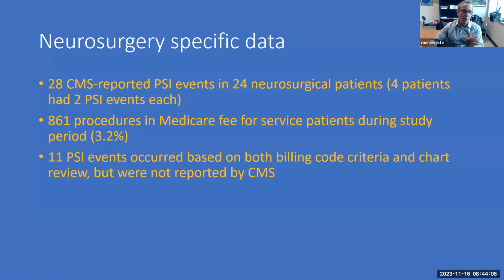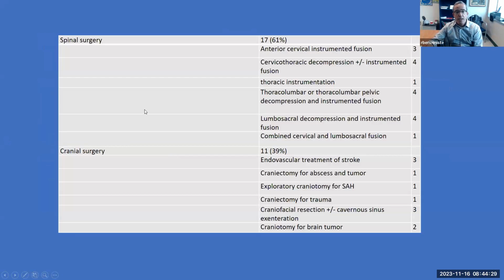So we're not outliers. We found that in this group of 28 events or 24 patients, 11 PSI events occurred based both on billing code criteria and chart review, but were actually not detected by CMS. So that's a lot of false positives in this relatively small group. In terms of the patient population, 61% were spine patients, 39% cranial.